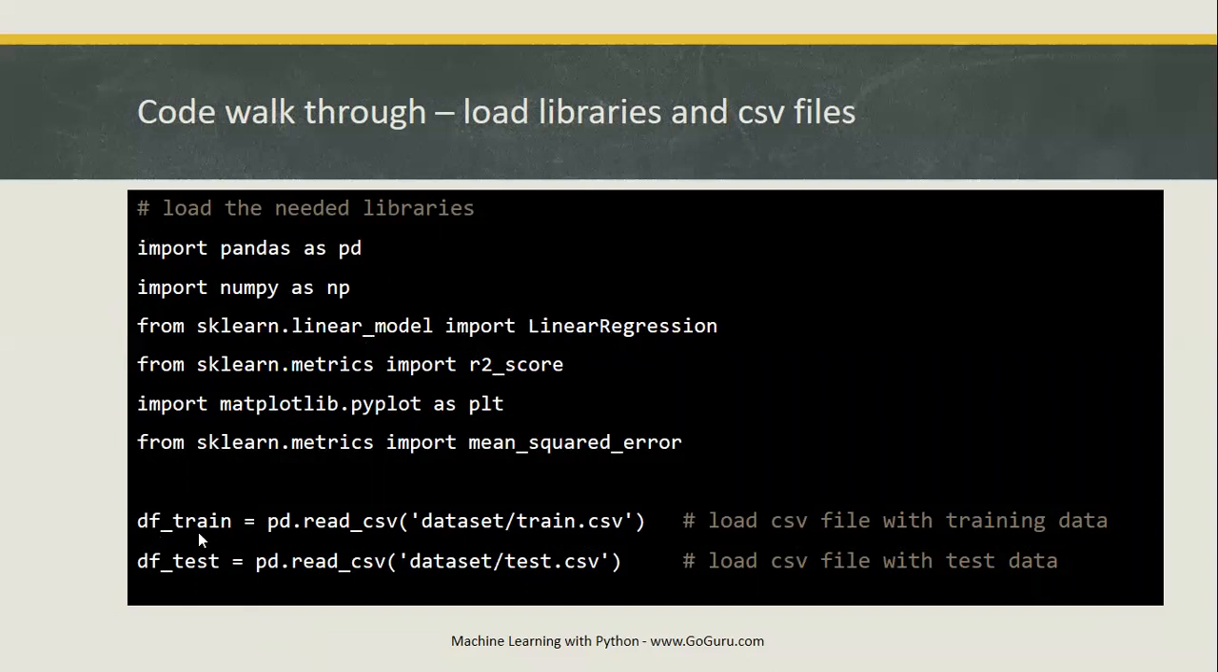And then these two lines, what we are doing is we have this data in two files. One is called the train, another one is called the test. We are going to use two files because when we initially teach the model, that is train the model, we are going to give it only the training data, and then we are going to ask it to predict based on the values on test data.